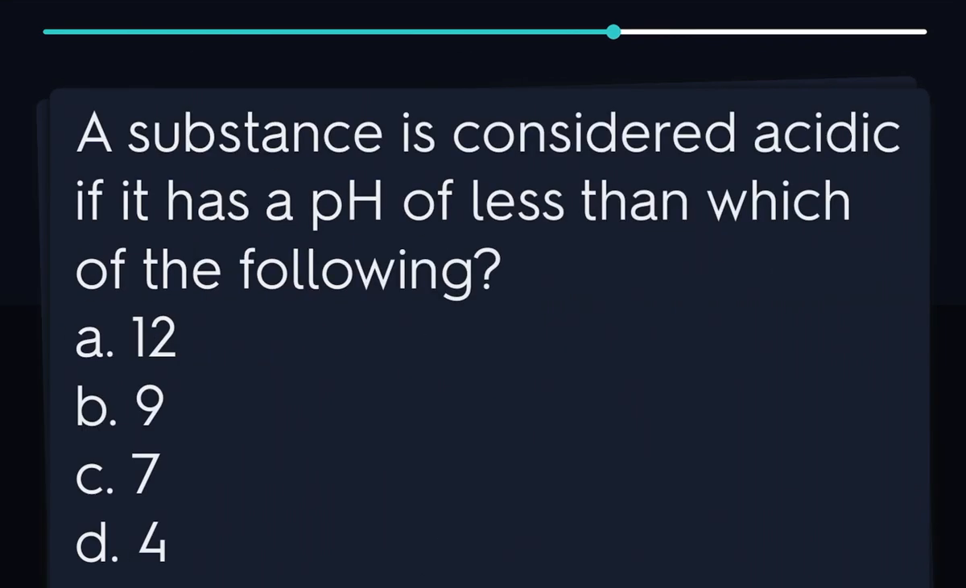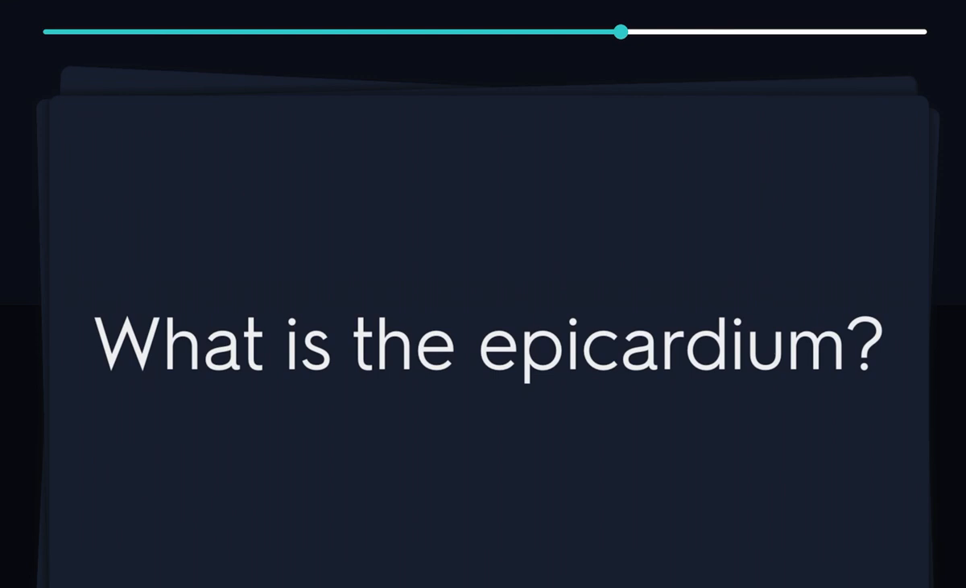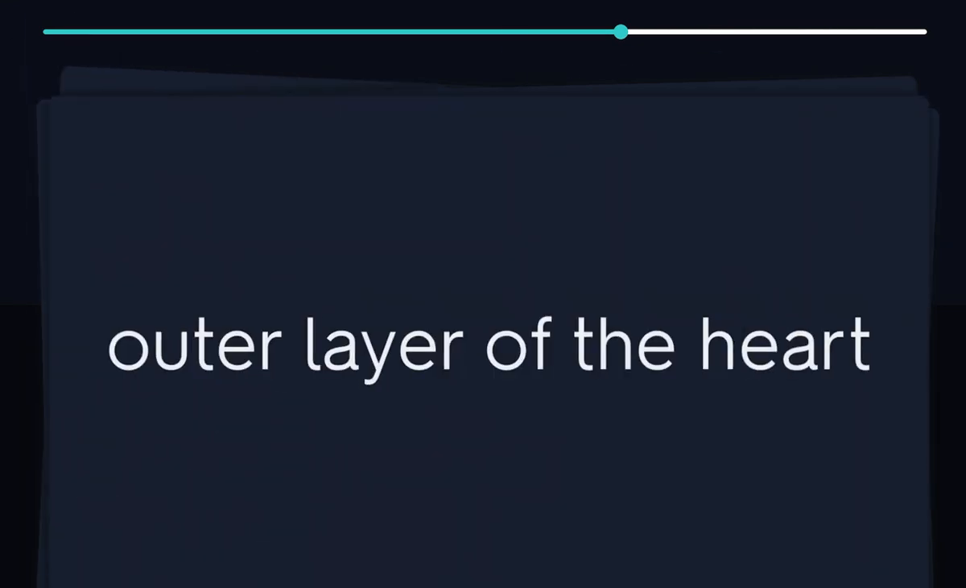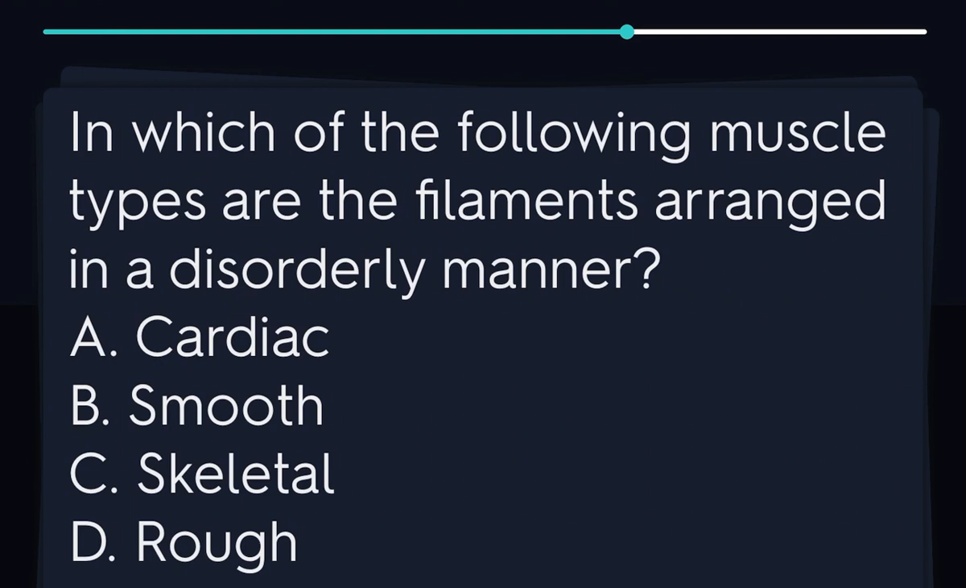A substance is considered acidic if it has a pH of less than which of the following? A. 12, B. 9, C. 7, D. 4. 7. What is the epicardium? Outer layer of the heart. In which of the following muscle types are the filaments arranged in a disorderly manner? A. Cardiac, B. Smooth, C. Skeletal, D. Rough.